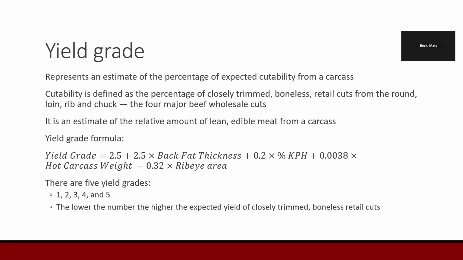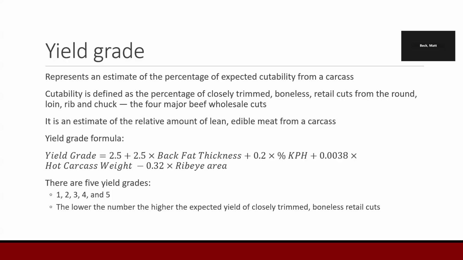But what it's supposed to represent is the cutability of a carcass, right? So of a given animal, how much of that carcass is going to contribute to red meat yield? Cutability is defined as the percentage of closely trimmed, boneless retail cuts from the round, loin, rib, and chuck. So those are the four primary wholesale cuts from a beef animal.